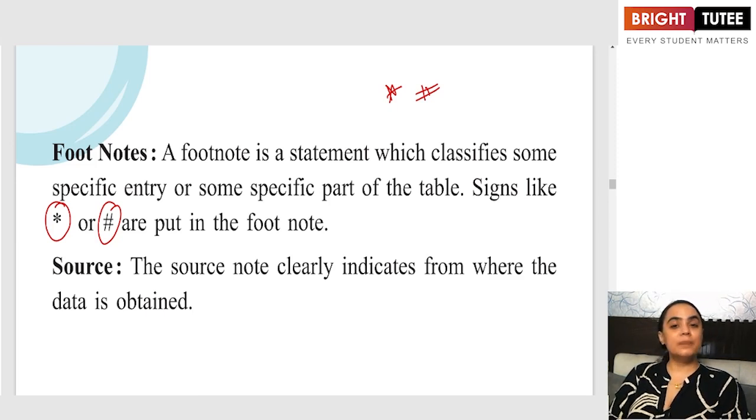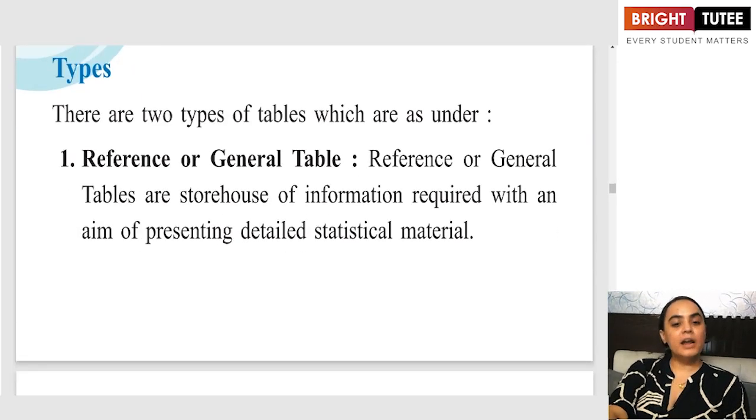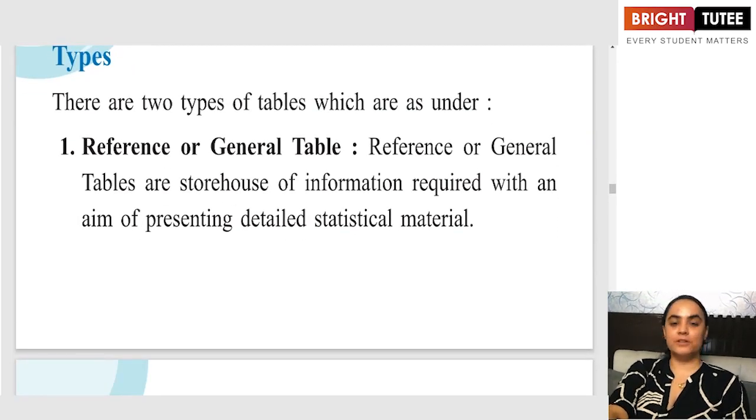In the table comes the source, where the data has been obtained from. What is the source from where you've obtained the data? Now there are two types of tables. First is the reference or the general table, as the name suggests.